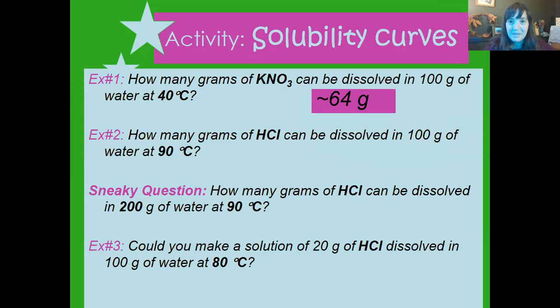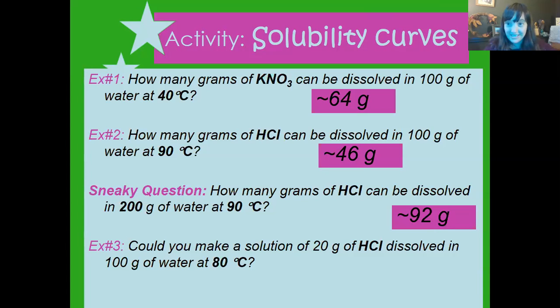All right, so example 1 is about 64 grams. 2 is about 46 grams. The sneaky question would be twice that, because you have twice as much water, 200 grams of water instead of 100 grams of water like on the graph. And then example 3, yes, you could make that solution and you'd have room to spare. You could add some more grams too, and it would still be a solution. That would still work.